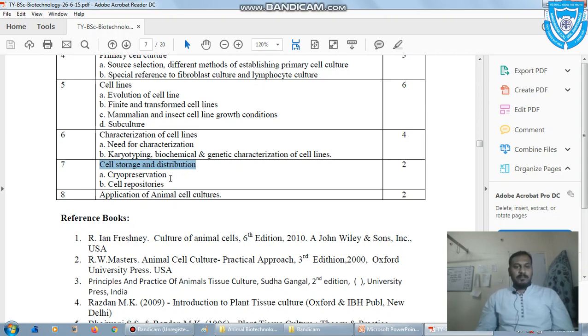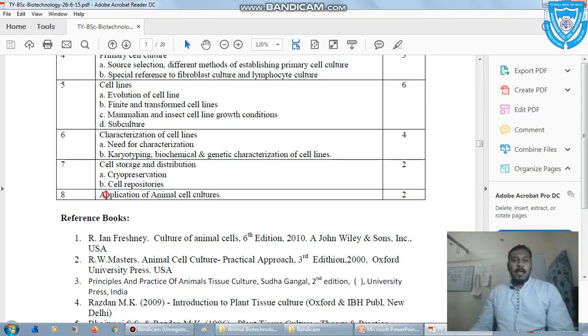There are two things: cryopreservation and cell repositories. Cryopreservation is the methodology by which we preserve these cells in the laboratory, and different types of cell repositories or containers are there for different types of cell lines. We are going to see that in detail afterwards.